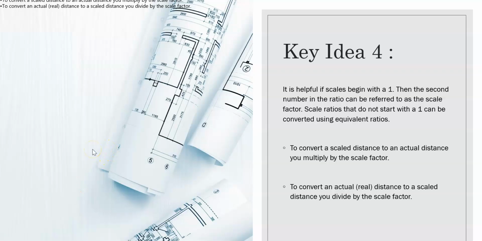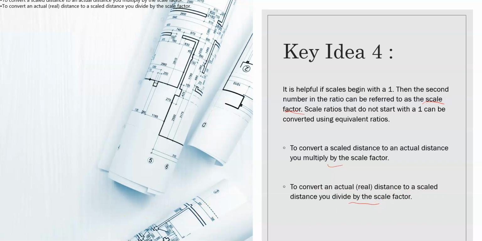It is helpful if scales begin with 1. So if our ratios begin with a 1, then the second number in the ratio can be referred to as our scale factor. Okay, scale ratios that do not start with a 1 can be converted using equivalent ratios. So to convert a scale distance to an actual distance, you multiply by the scale factor, and to convert an actual distance to a scale distance, you divide by the scale factor.